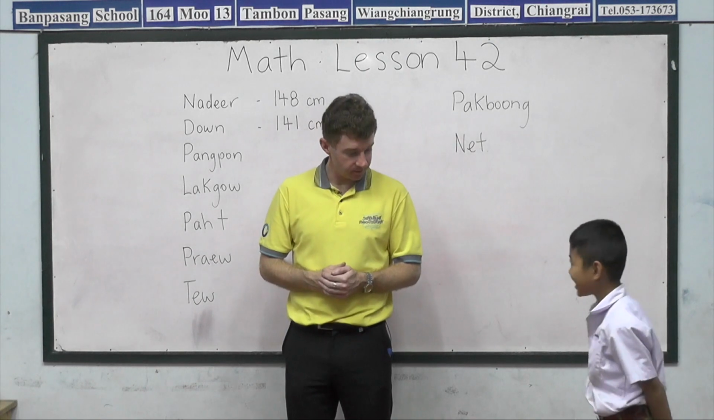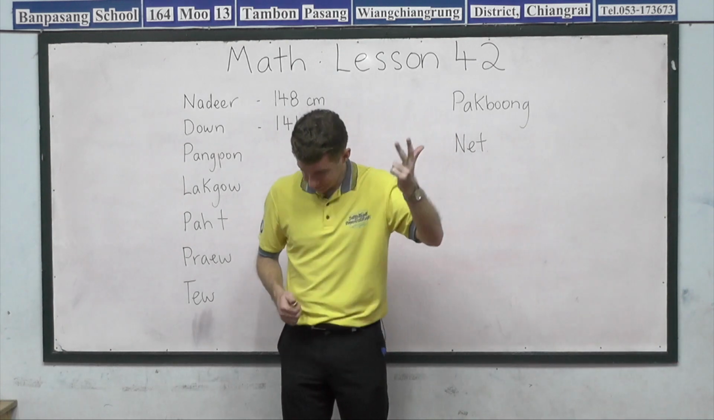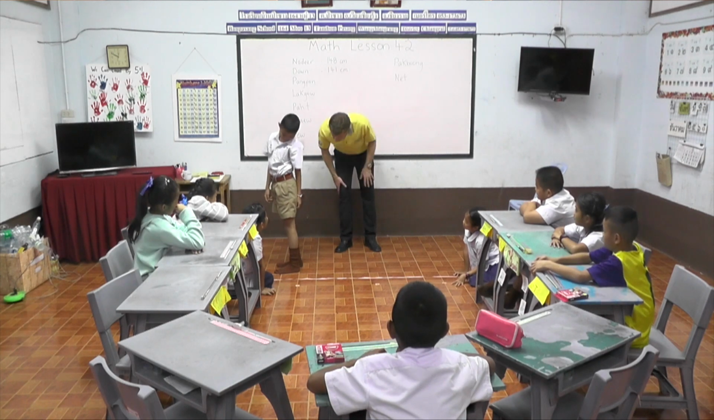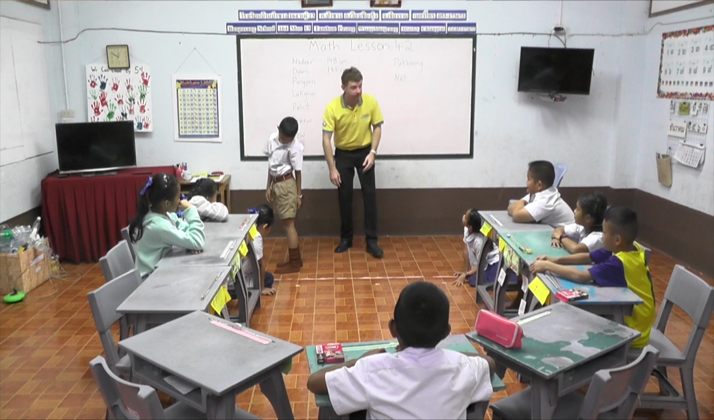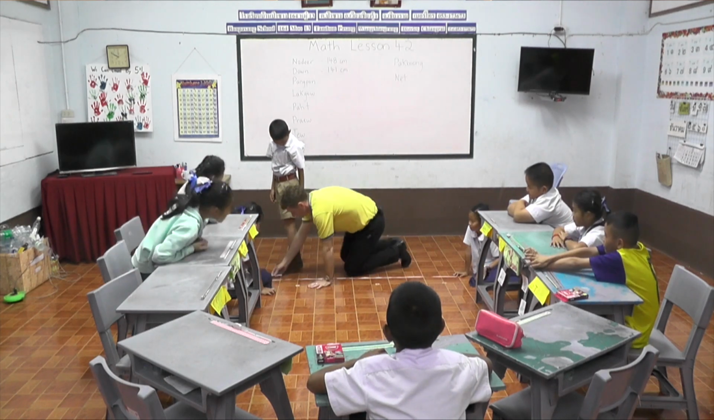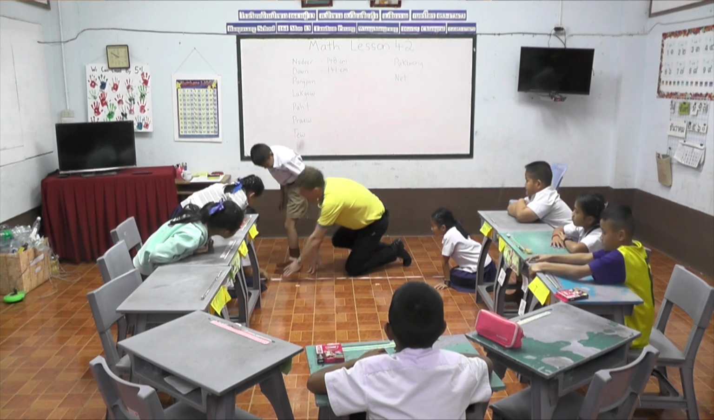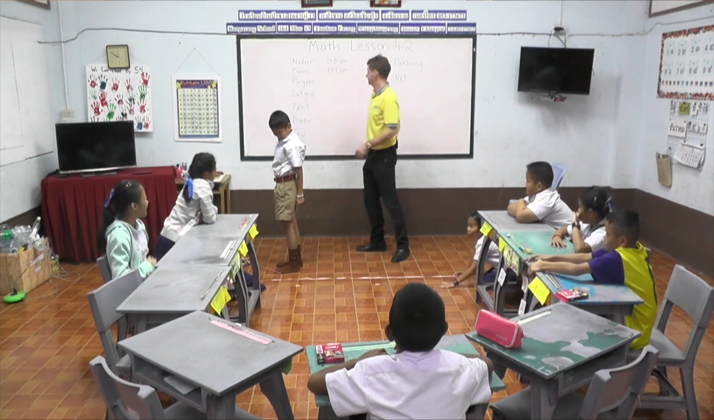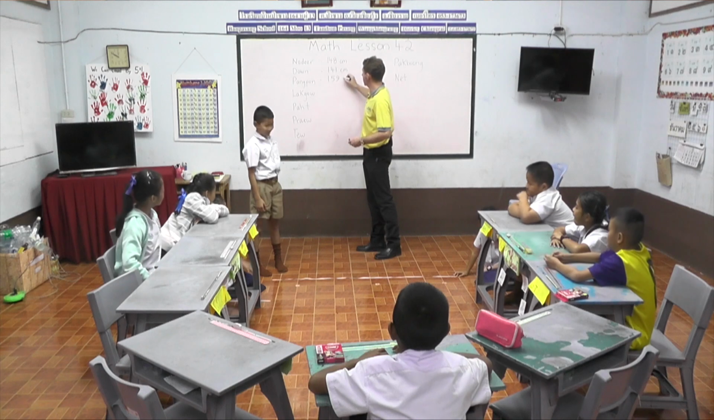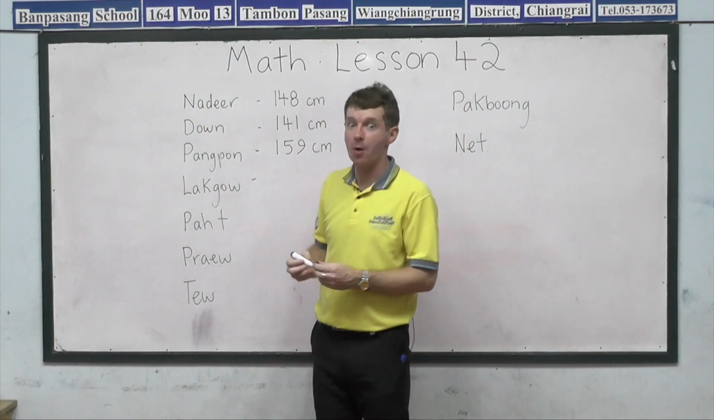Are you ready? 1, 2, 3. Okay. So now it's over 150. So what we need to do is we will take the ruler. 159. Pangpon, 159 centimeters. So next is Lakgao.